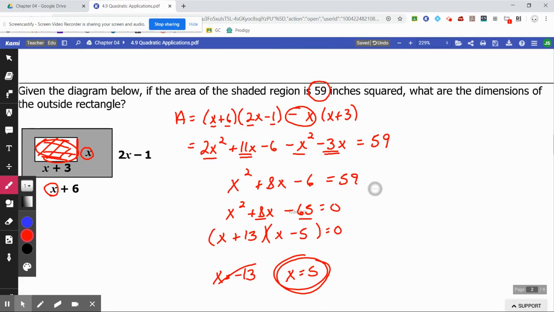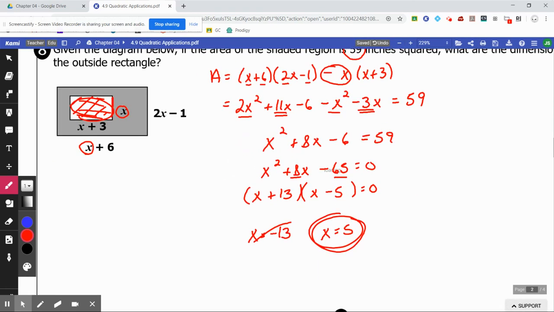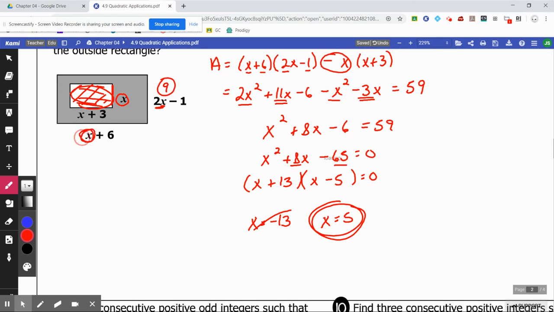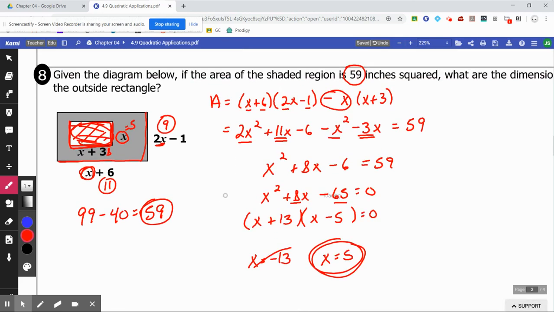Now let's see what they ask us. What are the dimensions of the outside rectangle? We've got to take out this x and put in the 5. 2 times 5 is 10, minus 1 is 9. So this is 9. X, which is 5, plus 6 is 11. You could actually check this very easily. This x here would be a 5, and then 5 plus 3 would be an 8. So the inside rectangle is a 5 by 8, and the outside rectangle is a 9 by 11. If you find the outside rectangle's area and subtract the 5 by 8, which was 40, you do get the 59 we were looking for. So the outside rectangle is a 9 by 11.